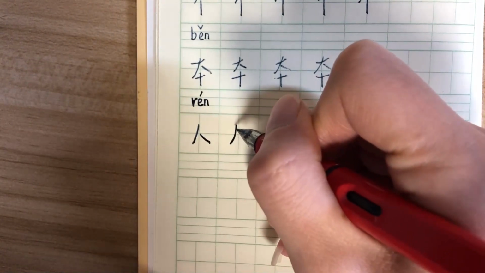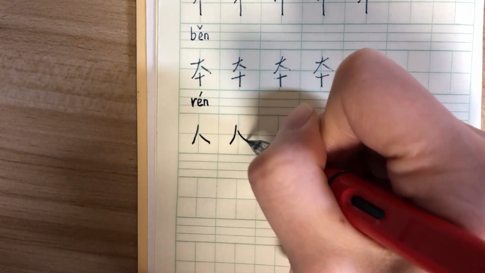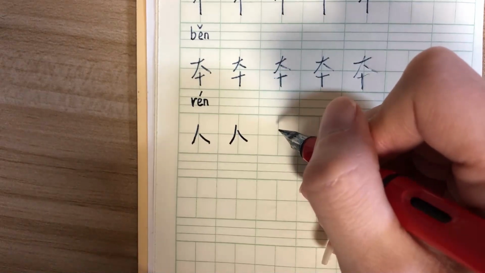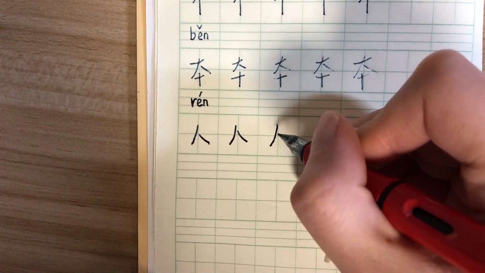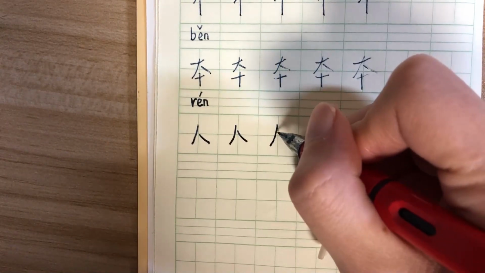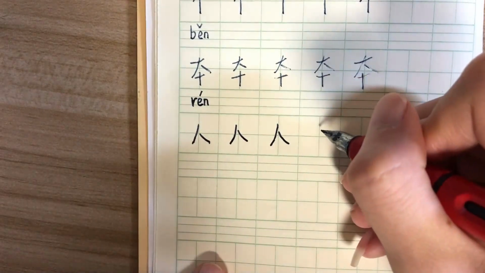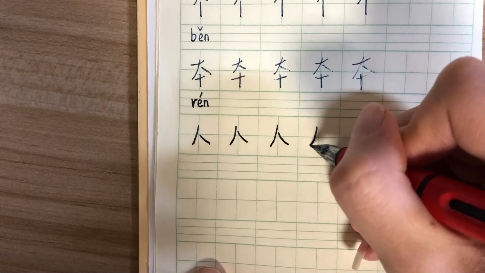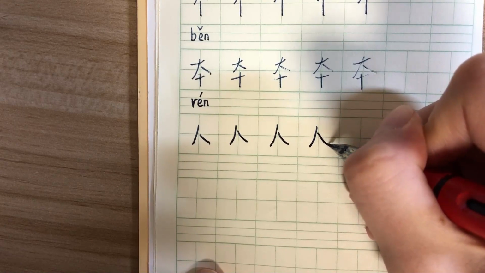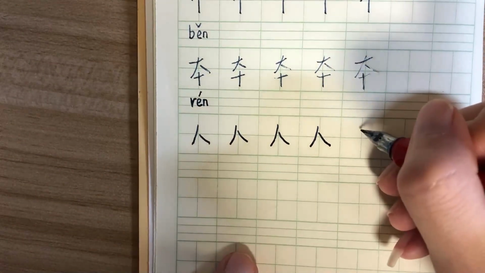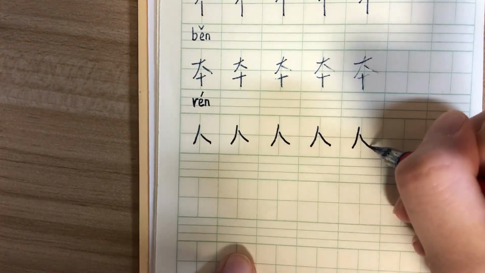The components here are 撇 and 捺. 撇, downward left stroke. 捺, downward right. 撇, downward left. 捺, downward right.